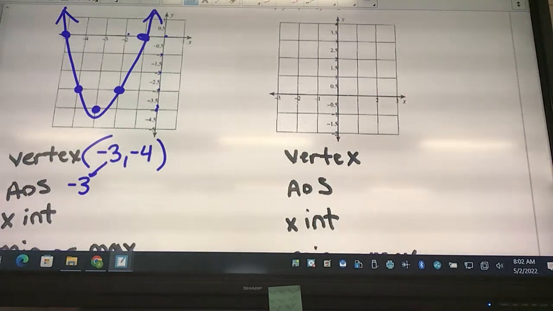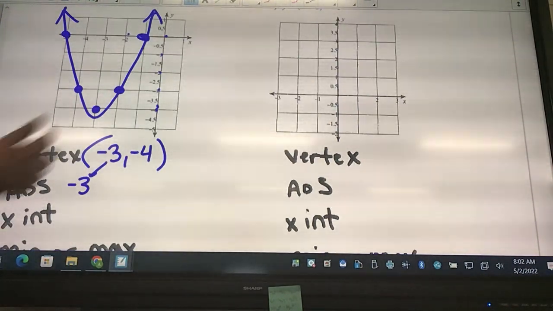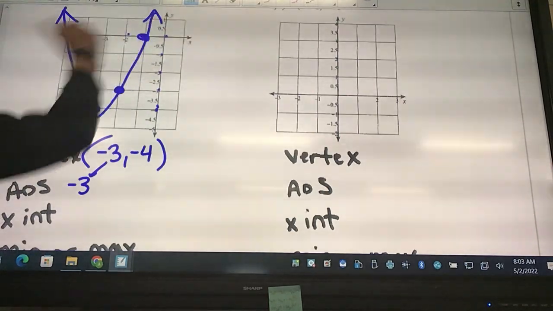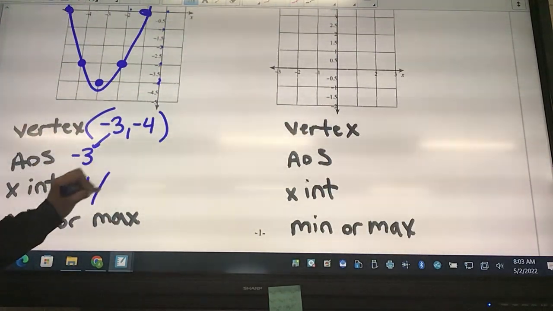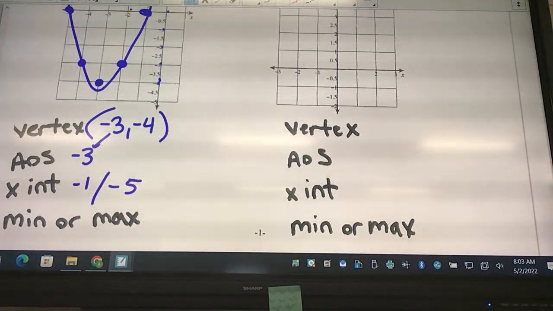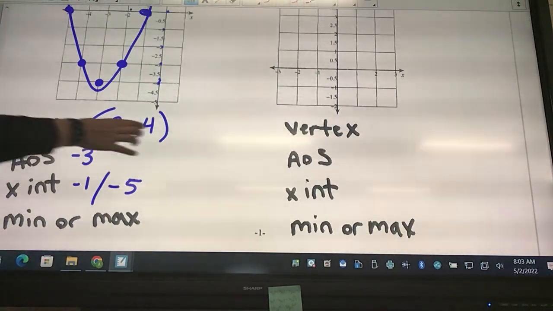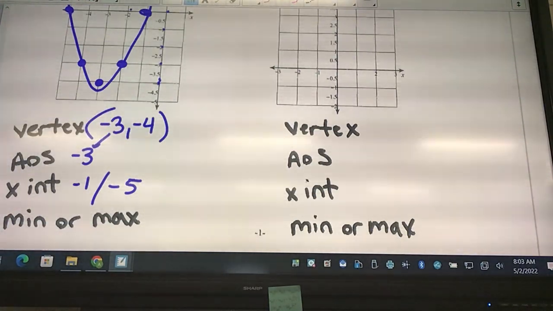The X-intercepts, does it cross the X line? Yes, where? Okay, so go to the X line. Where does it cross at? -1, and what else? -5. Okay, here's where I'm going to be a stickler. Do not use a comma. Okay? Use a slash or use the and sign. Do not use a comma, because what the comma says is that it's a coordinate, like this. This is a coordinate. Okay, does this have a min or a max? A min.